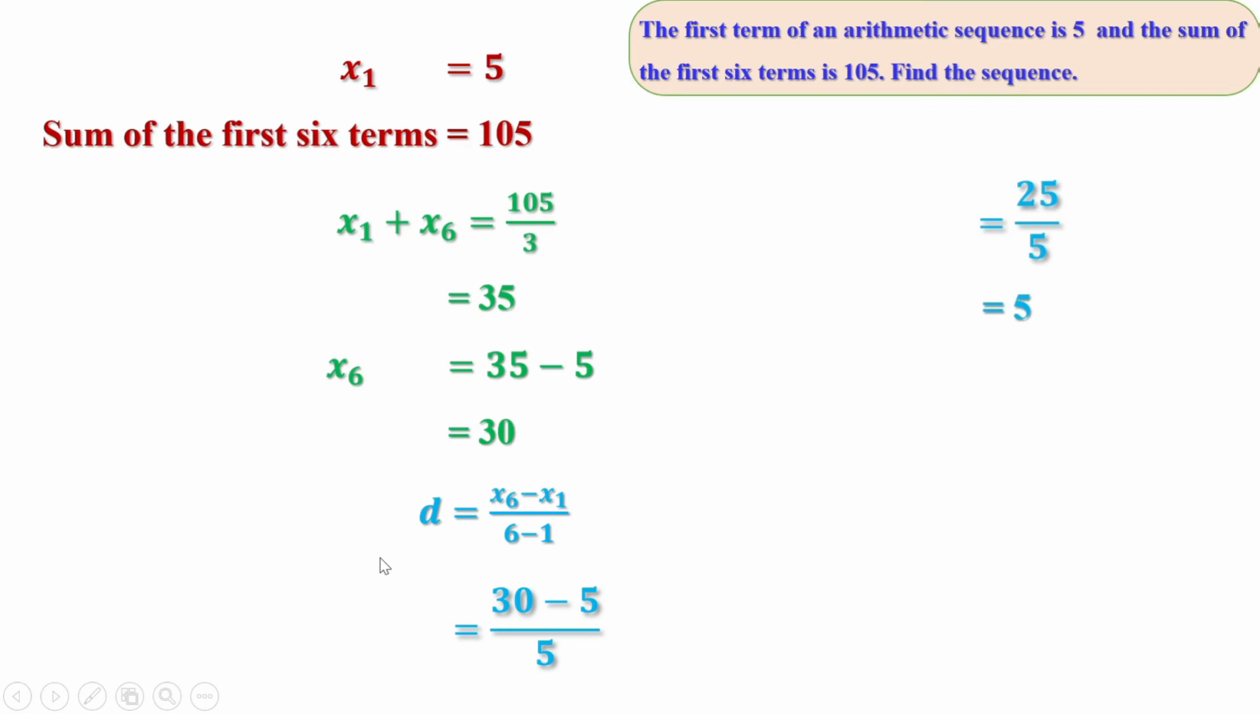So the common difference is 5 and first term is 5. So we can easily write the sequence as 5, 10, 15, etc. You can check whether your answer is right or wrong by taking 6 terms and finding the sum and verifying whether it is 105 or not.